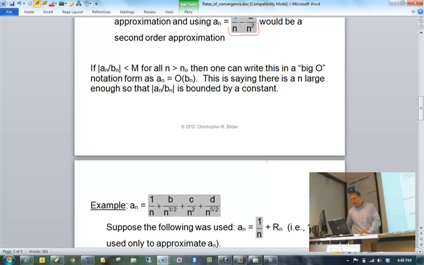Let's talk about big O notation. A sub n divided by b sub n, in absolute value. If that is bounded by a constant, call it m, then we can write this as a sub n is equal to big O of b sub n. Just notation.